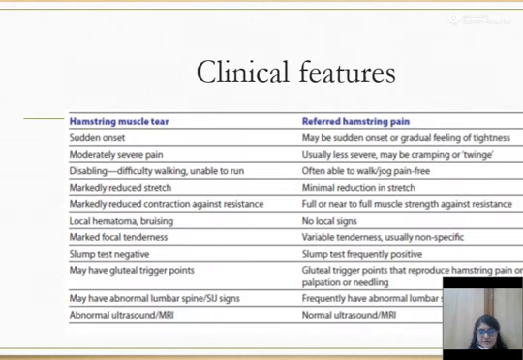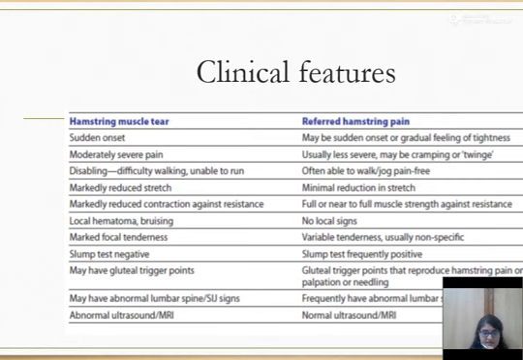What are the clinical features of a hamstring muscle tear? It is sudden onset. The pain is moderately severe. The patient is not able to walk properly and in some cases is not able to weight bear at all because of pain. Then there is markedly reduced stretch. There is reduced strength of contraction against resistance. There might be a local hematoma.